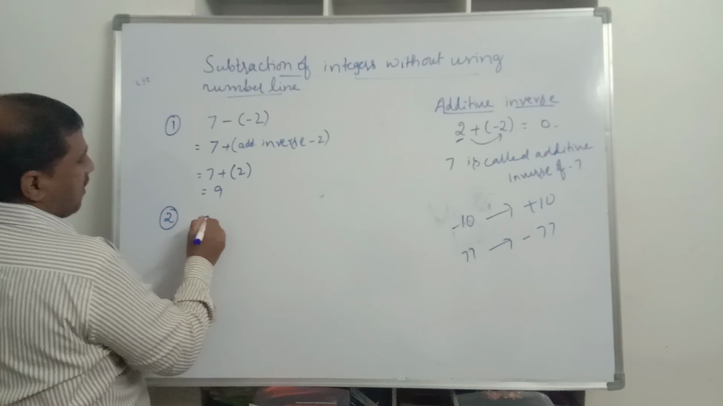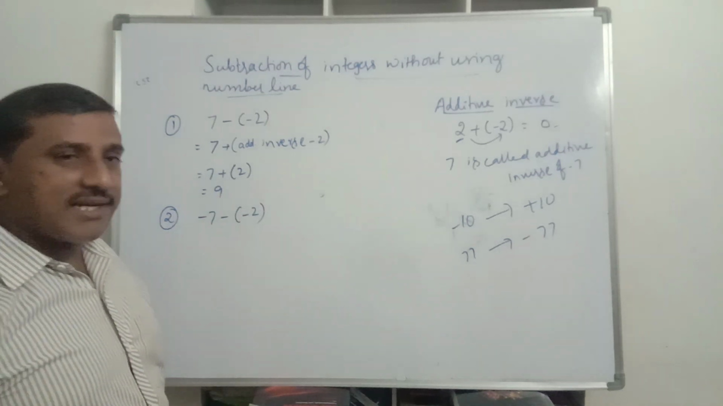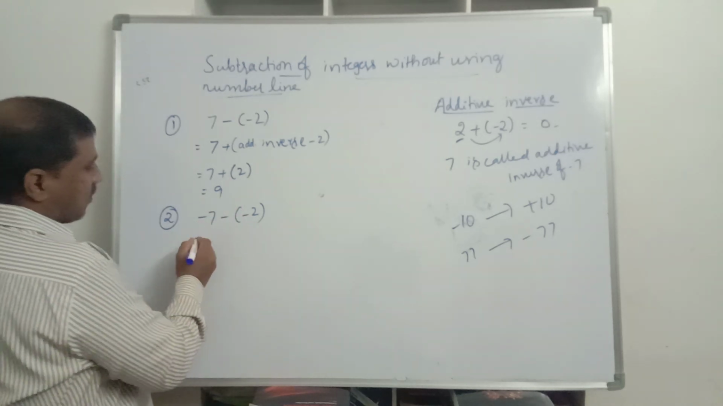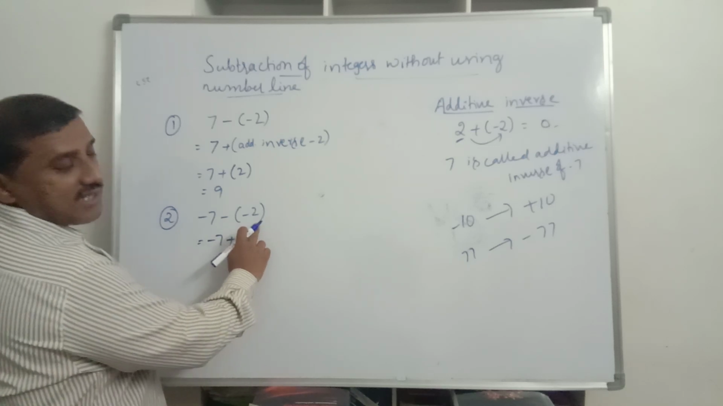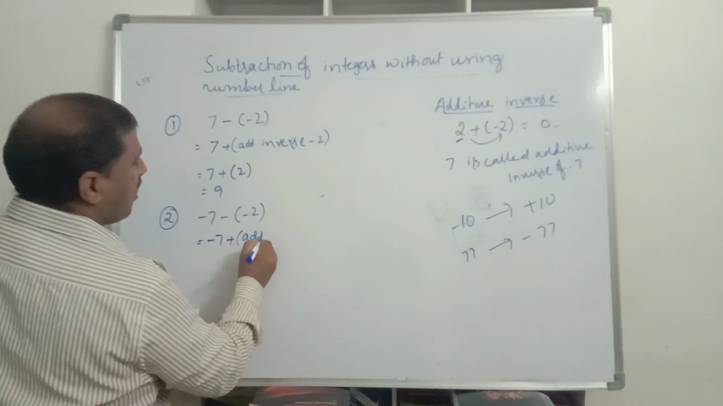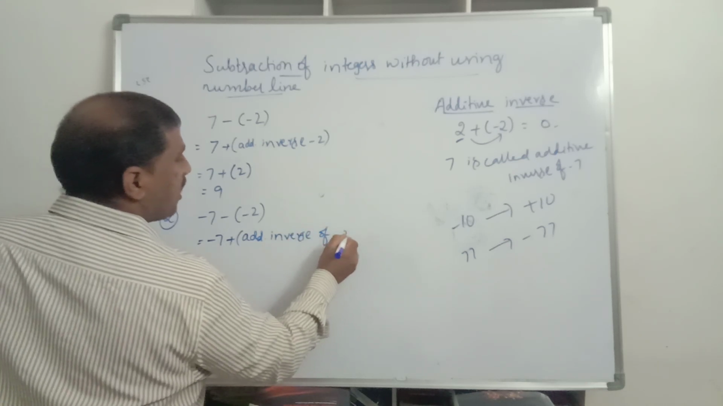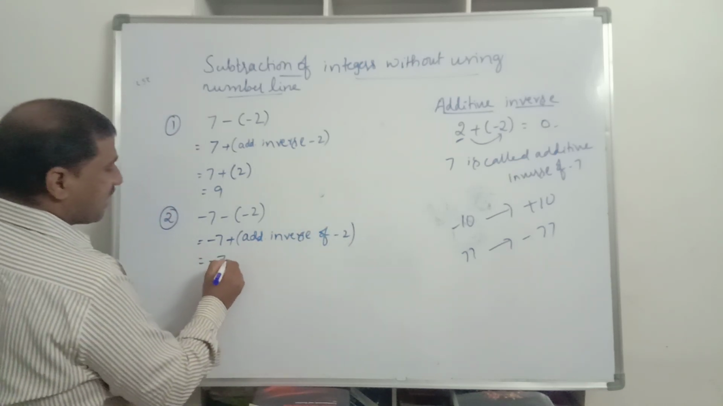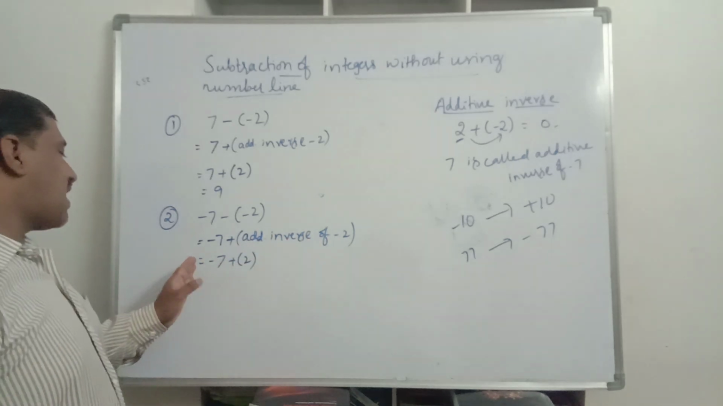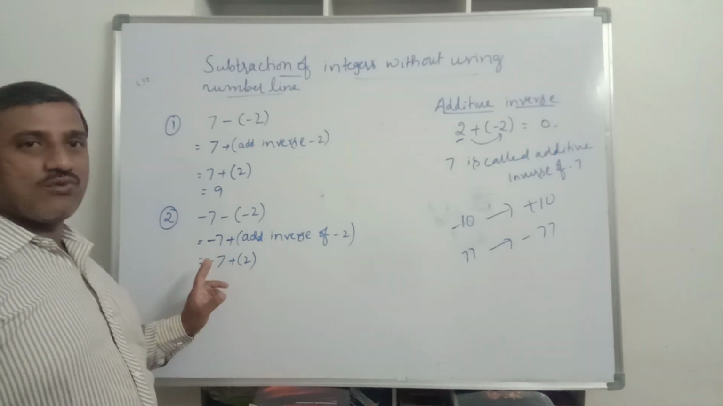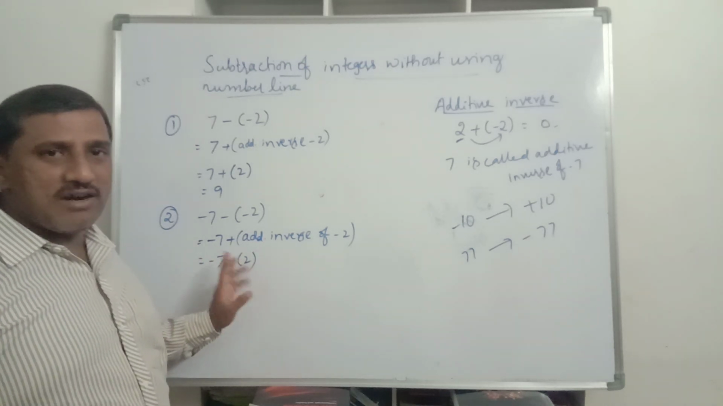It is minus 7 minus of minus 2. What we will do here is minus 7 plus, we are adding the additive inverse of minus 2, which is plus 2. So now we are adding minus 7 and plus 2, that is one negative integer and one positive integer.